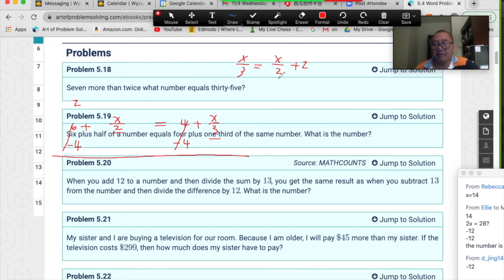Okay, so you have these fractions, it looks really hard. So we need to multiply both sides by the common denominator of these two fractions. The denominators 3 and 2, the common denominator is 6. So then we can convert this equation to 2x, because 6 divided by 3 is 2. 2x equals 6 divided by 2, that's 3x, then plus 12. So then you can do both sides minus 3x. You get negative x equals 12. So that means x equals negative 12.